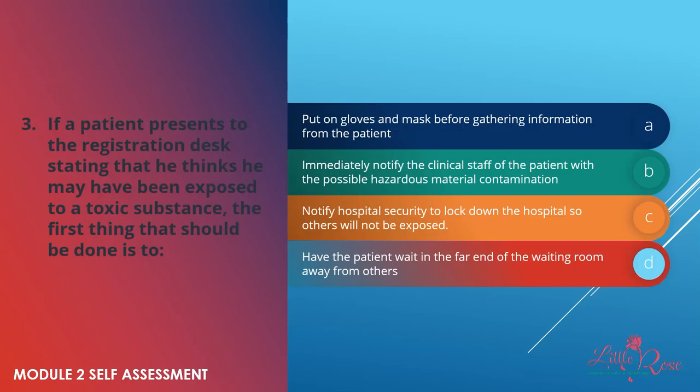Question number 3. If a patient presents to a registration desk stating that he thinks he may have been exposed to a toxic substance, the first thing that the registrar should do is put on gloves and a mask before gathering information from the patient, option A. Immediately notify clinical staff of the patient with a possible hazardous material contamination, option B. Notify hospital security to lock down the hospital so no others will be exposed, option C. Have the patient wait in the far end of the waiting room, far away from others, option D.